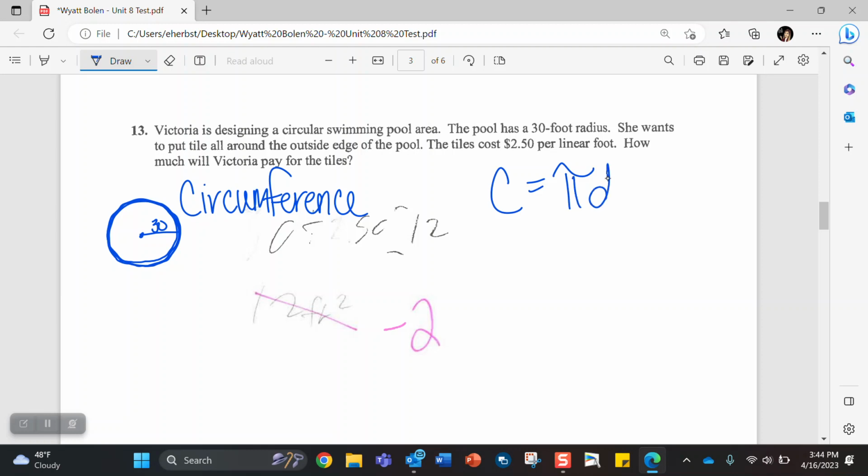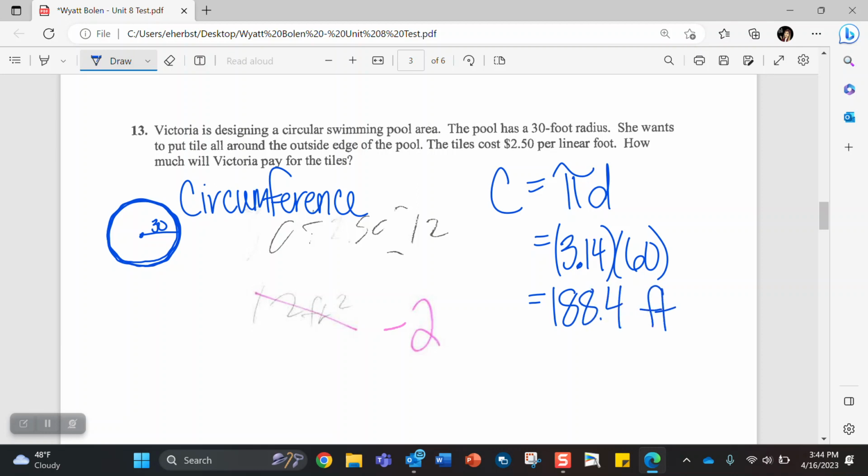The formula for circumference is pi times diameter. So this is going to be 3.14. The diameter is going to be 60 here because the radius is 30. We have to double it. We don't square anything here. It's just 3.14 times d, which is, again, 60. So we get 188.4 feet for the circumference. Remember, we don't square units in circumference, so it's just feet. So that's how far it is around the outside of the circle. That's the length of tile that we need.